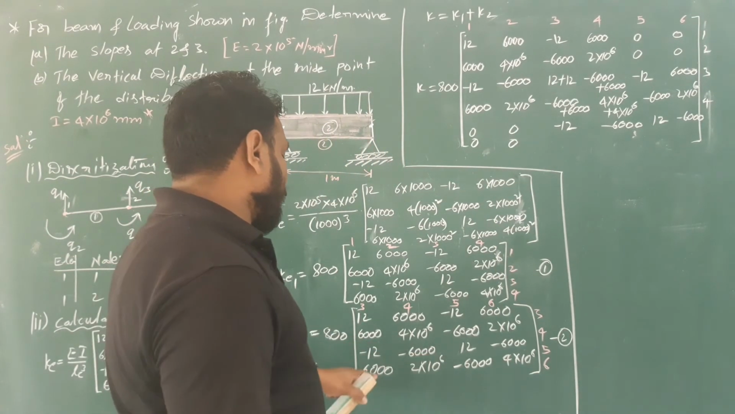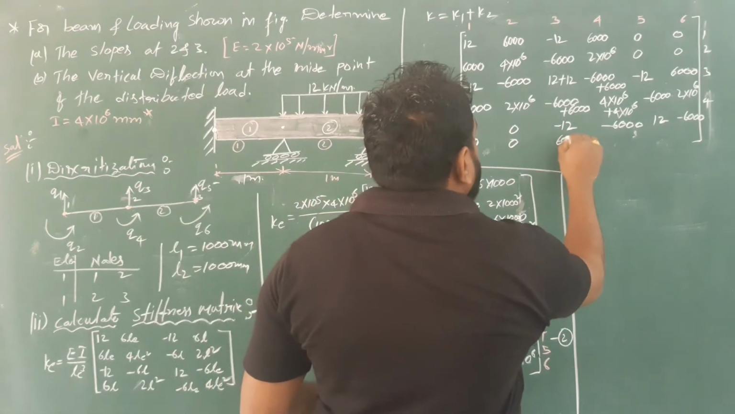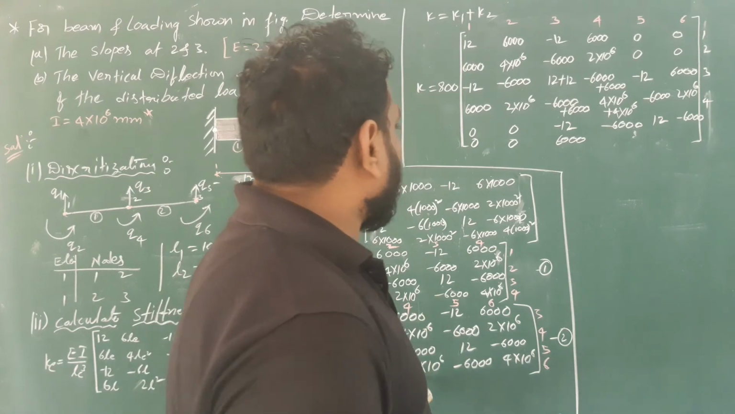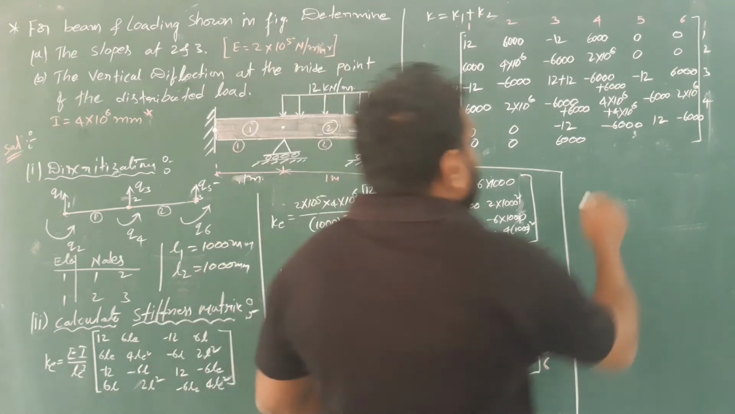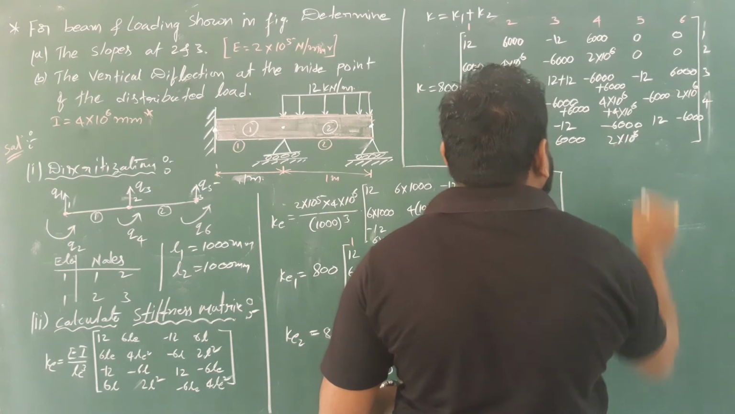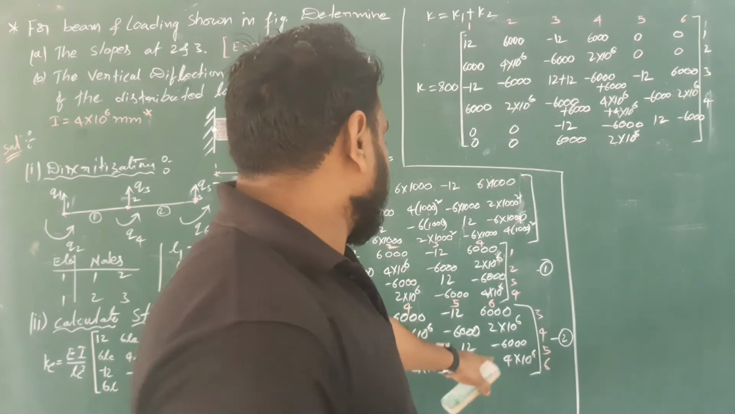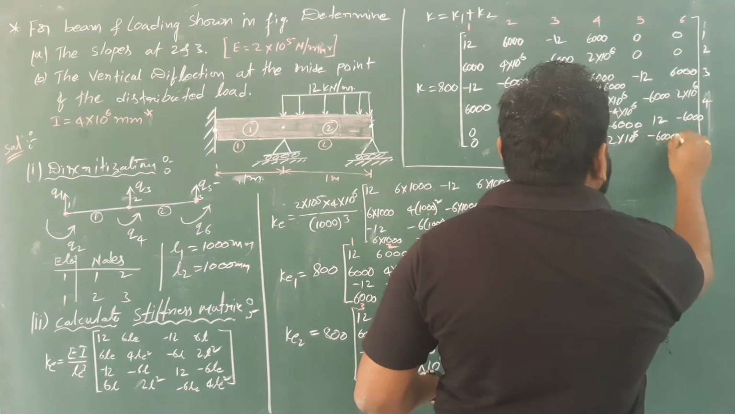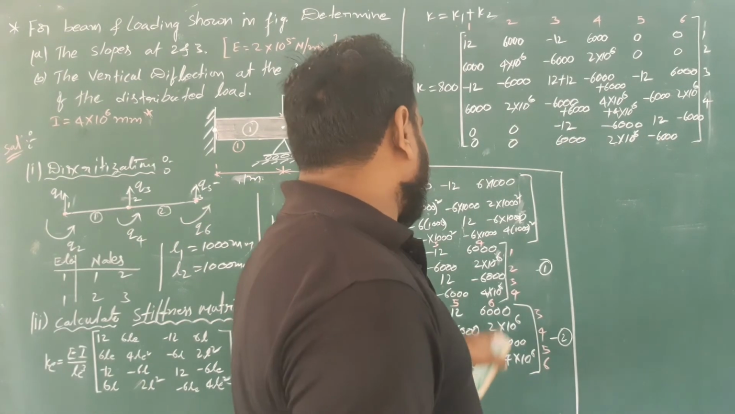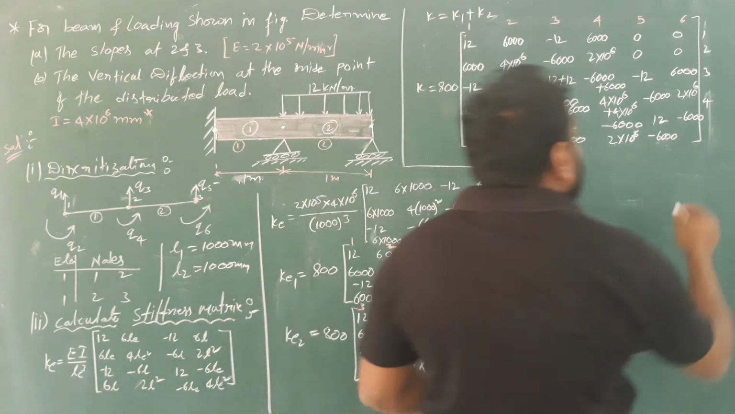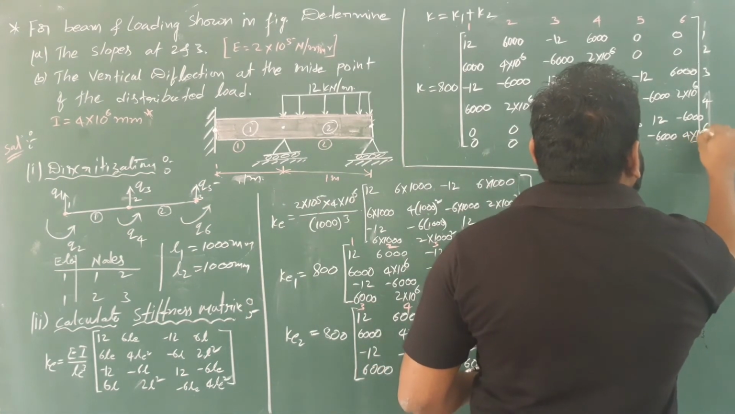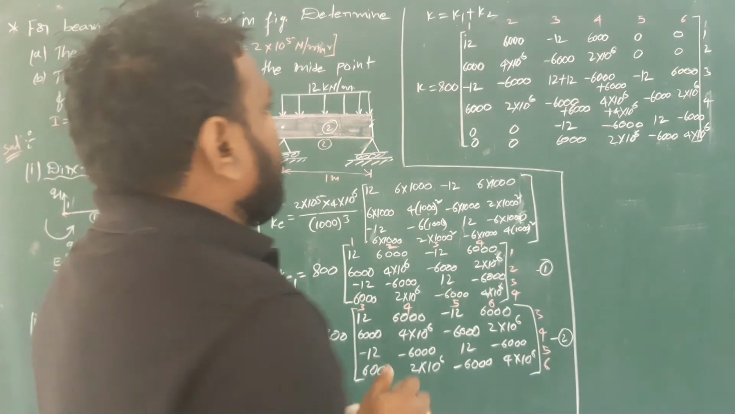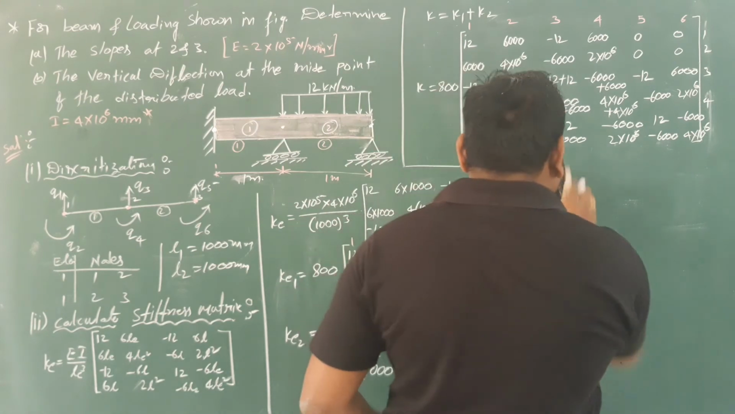Next, sixth row, third column is 6,000. Sixth row, fourth column is 2 into 10 to the power of 6. Fifth column is minus 6,000, and sixth column is 4 into 10 to the power of 6. So finally we got the global stiffness matrix here. Okay, now write it.